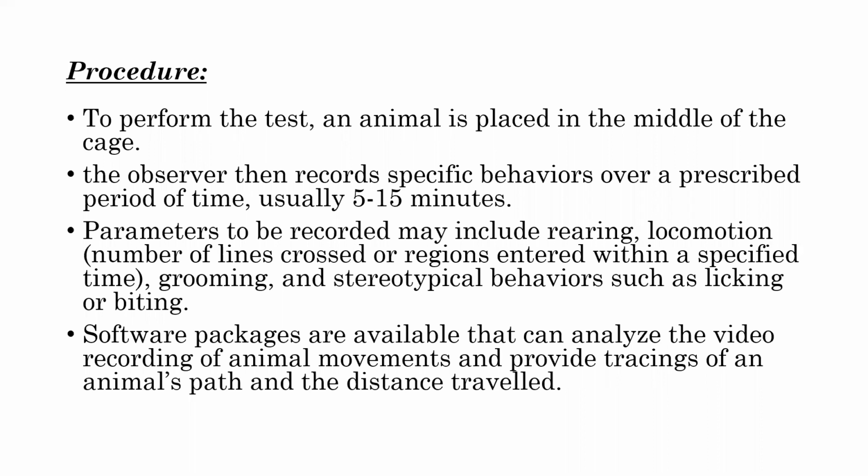The procedure is very simple. To perform the test, an animal is placed in the middle of the cage. The observer then records specific behaviors over a prescribed period of time, which is usually between 5 to 15 minutes. The parameters to record may include rearing, locomotion, grooming, and stereotypical behaviors such as licking or biting. After the data is collected, we have different software packages that can analyze the video recording of animal movements and provide tracings of an animal's path and the distance traveled.